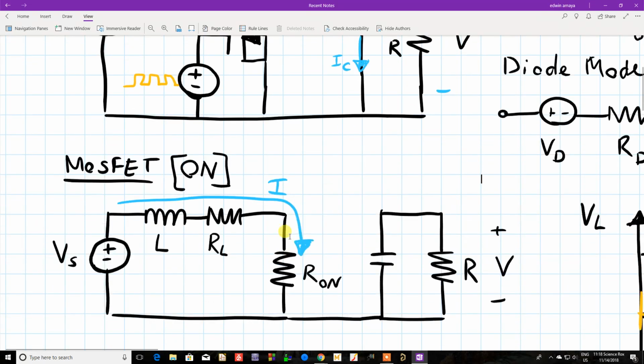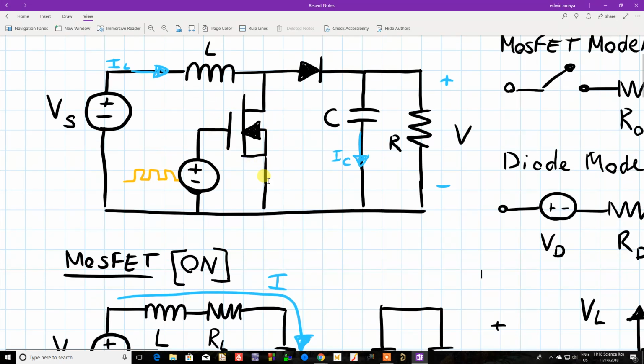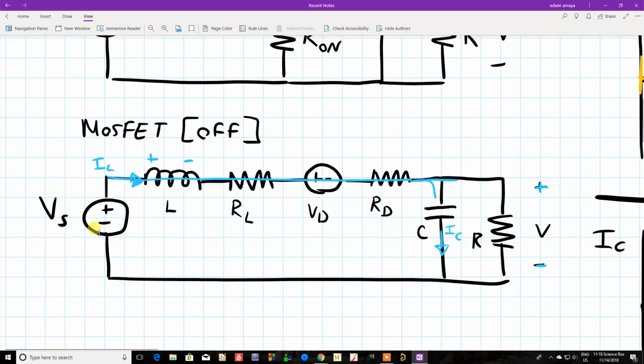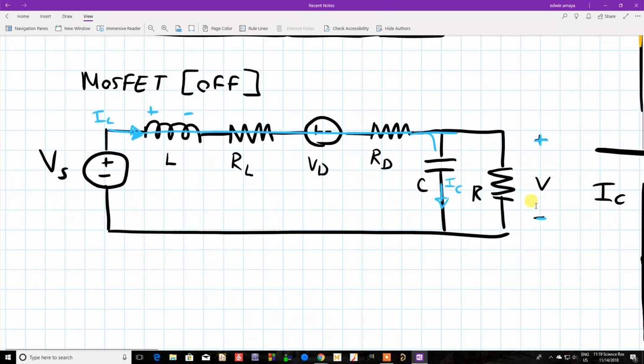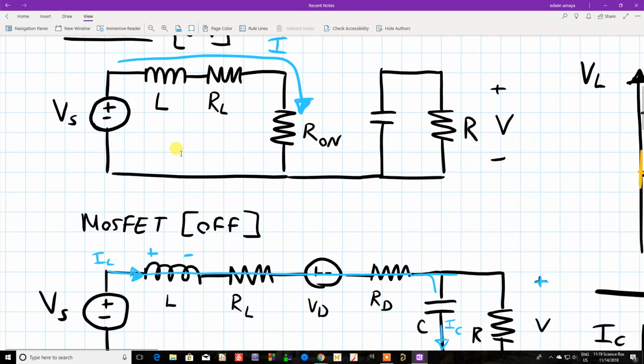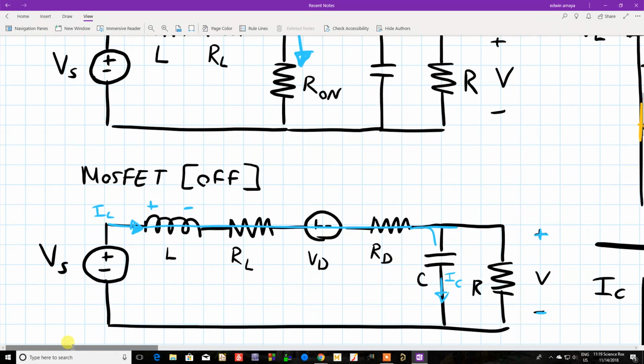Now when your MOSFET is off, basically this entire leg of the circuit disappears because it's off, so it's open over here, and you just have this. That's nothing more than your inductor resistance and your inductor in series, the voltage drop across the diode in series with the resistance of the diode, and your main current that's coming through here is now split. It's charging up the capacitor, right? And it's also splitting to the output, or the load resistor, and obviously your output voltage is over here. So given these two equivalent circuits of the MOSFET either on or off, we can draw the waveforms.